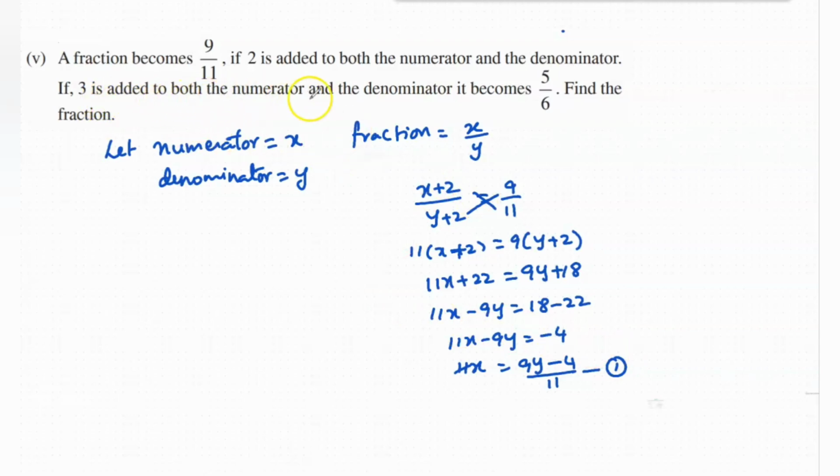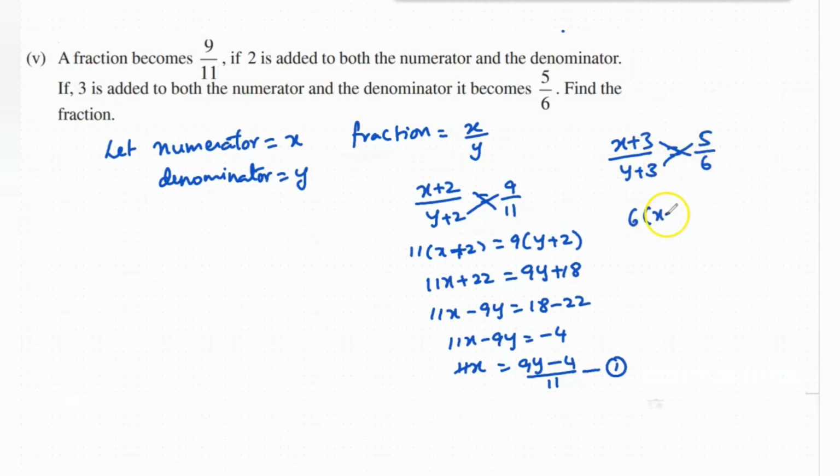3 is added to both numerator and denominator. It becomes 5 by 6. Okay, let's write now the second equation. If 3 is added, so X plus 3 by Y plus 3. And it becomes 5 by 6. So again do cross multiply, you'll get the second equation.